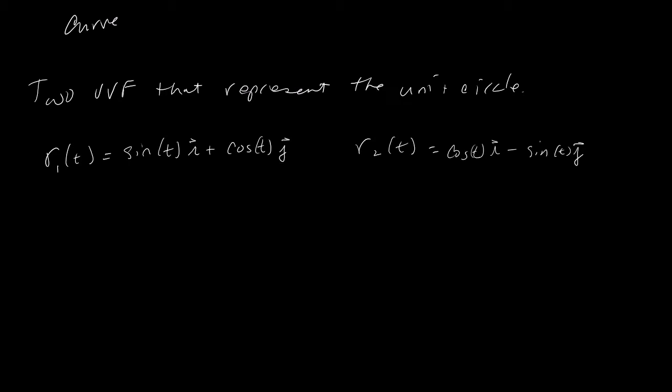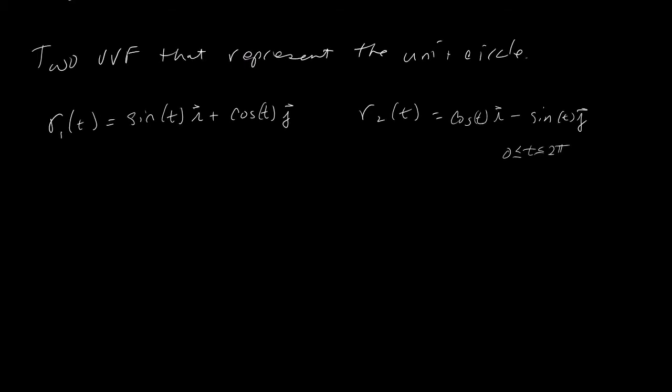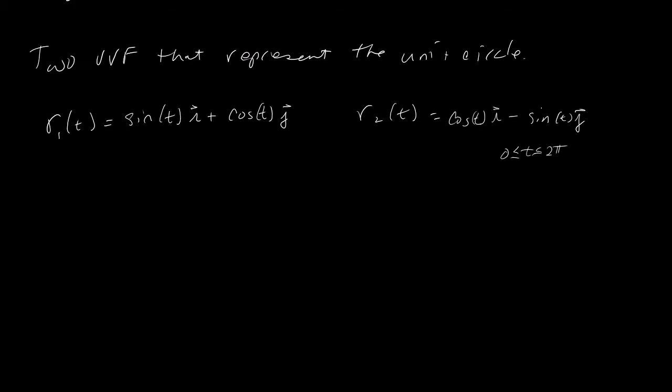We're going to see that both of these represent the unit circle, but they represent different ways of forming the unit circle. So these are technically different functions, even though they represent the same curve. So let's take a look here. We're going to limit ourselves to t between 0 and 2 pi. And I'm going to go ahead and set these up. So t, x, y.